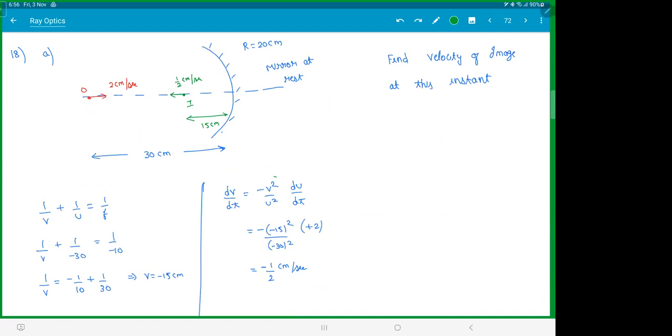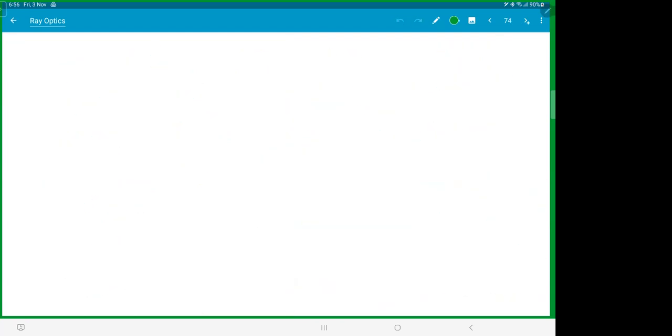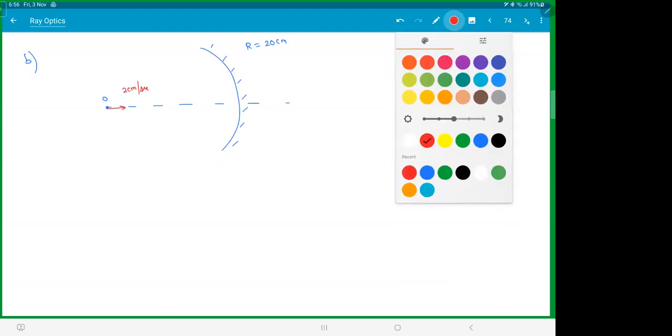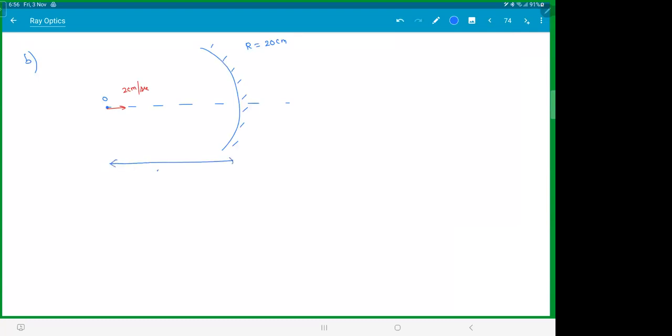All clear with this? Let's see the next one. Listen carefully to this model. We're just going to take the one thing and we keep playing with that. I'll not change the data so that you need not do multiple calculations. Object is there, going with 2 centimeter per second. This is 30 centimeter. But this time the mirror is also going this way with 1 centimeter per second. Mirror also moves. Now find the velocity of image.